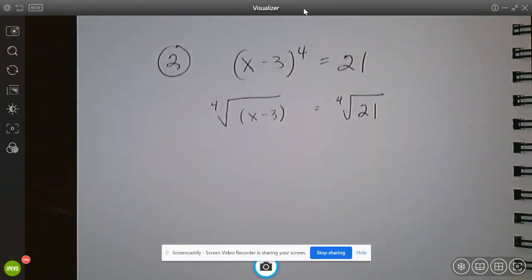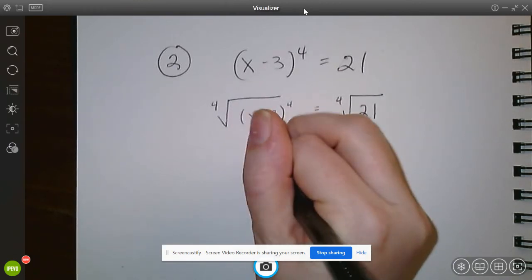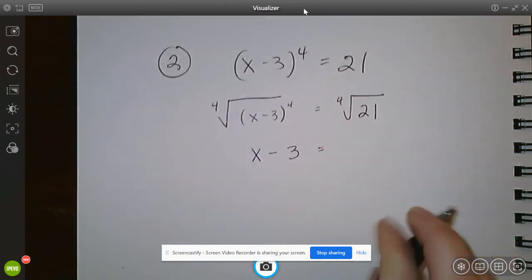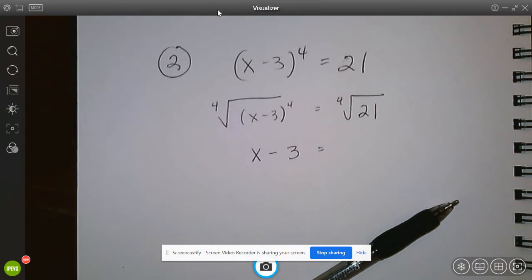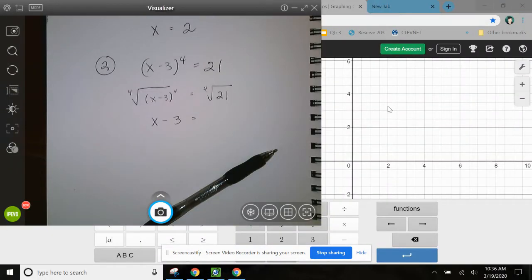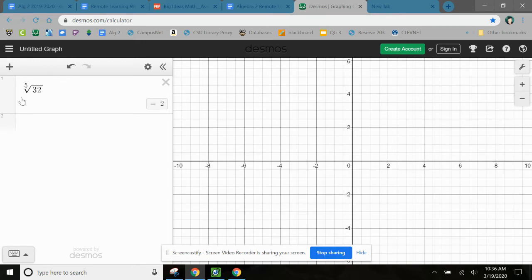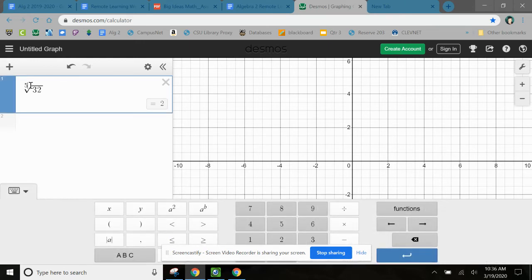Okay, so when we take the 4th root of both sides, this has a 4 on it. When we do this, that makes this 4 as an exponent go away. So I have x minus 3. Now on this side, I have the 4th root of 21. So I actually have to simplify that in Desmos. So instead of retyping all of this, I'm just going to erase what's there. So that's 4th root 21. Okay, so we're going to just round to 2 decimal places. So the hundredths right here. So when I write this, it's going to be 2.14.